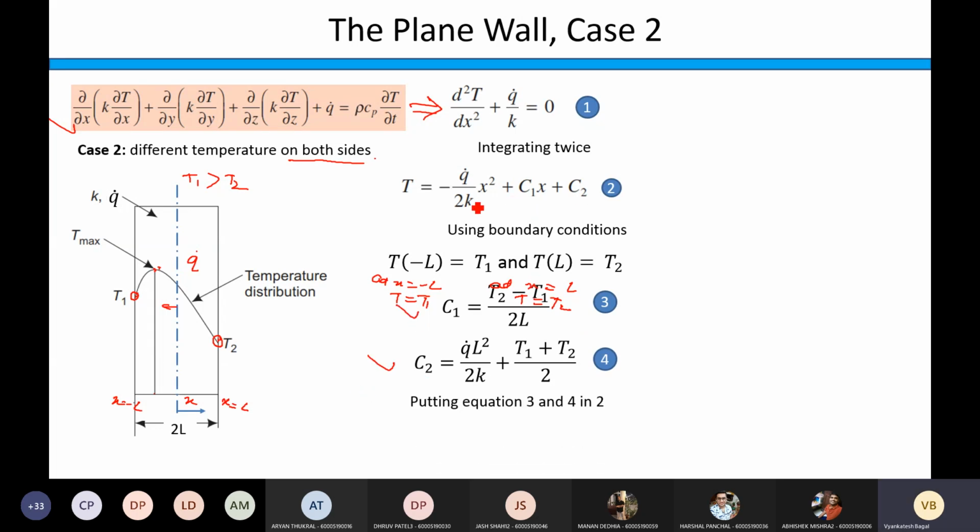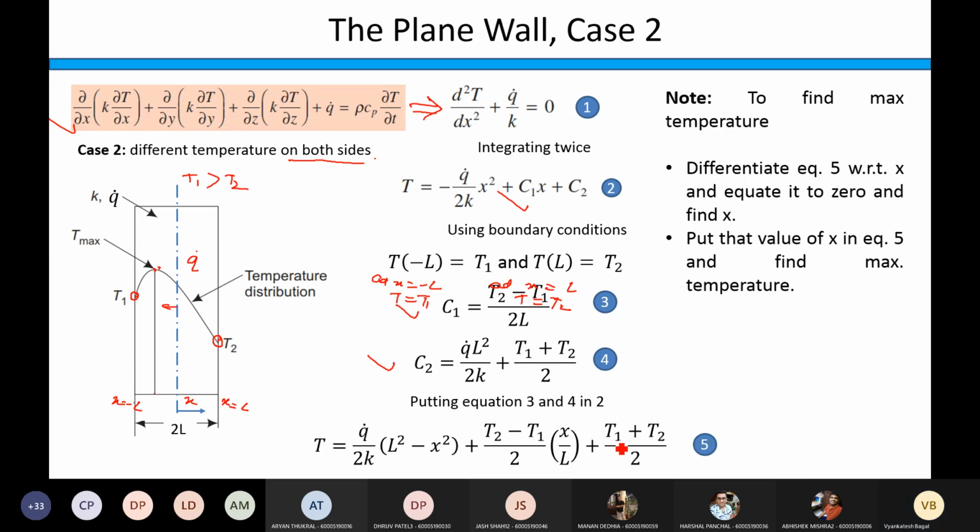Back to the temperature distribution equation, which is this equation, you will get this kind of temperature distribution. So this gives you the temperature distribution. So T is Q dot by 2K times L square minus x square, plus T2 minus T1 by 2 times x by L, plus one more term, T1 plus T2 divided by 2.